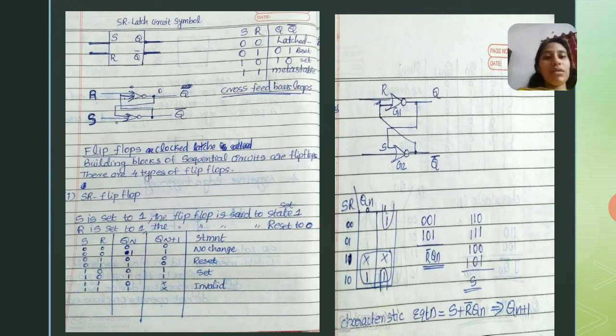The circuit symbol is given, as well as the circuit for the SR latch. Cross feedback is happening there in the SR flip flop, sorry, SR latch. Okay, then we are moving on to the SR flip flop.